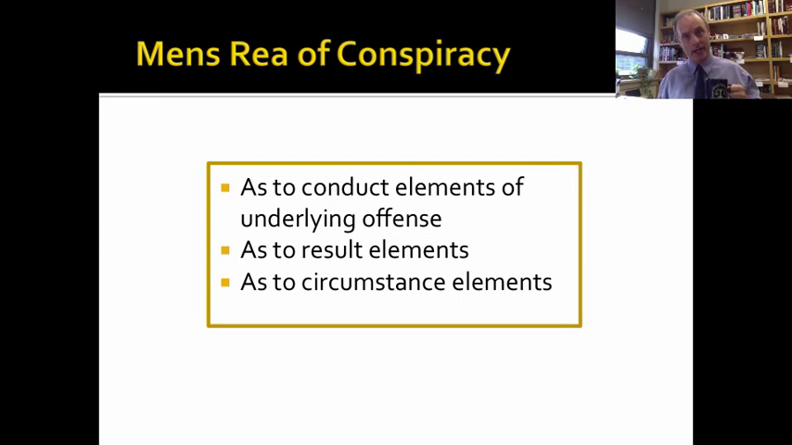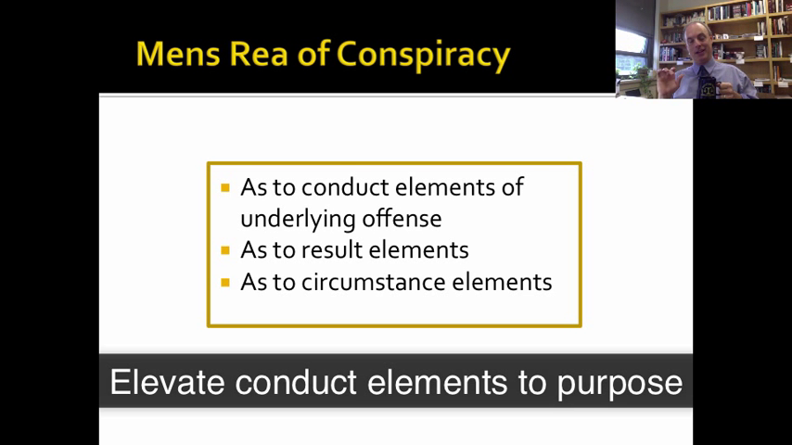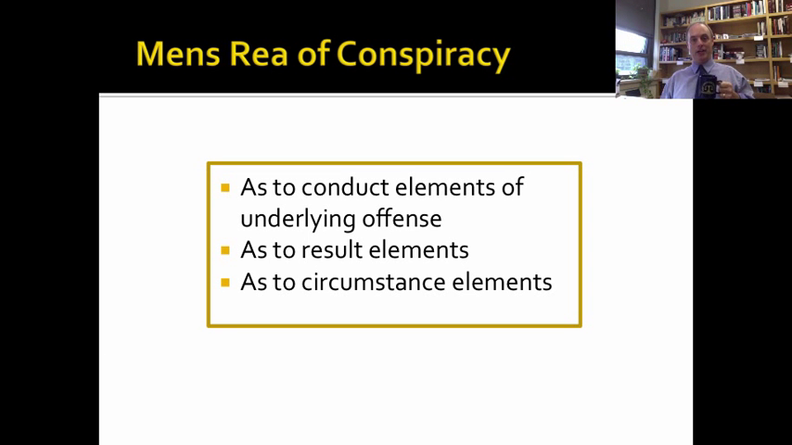Next, what are the culpability elements of conspiracy? The mens rea of conspiracy. It's complicated. We have different rules at common law and in modern codes, here embodied in the Model Penal Code, but let's step through them briefly. First of all, for conduct elements of the underlying completed crime, both the common law and the modern codes, including the Model Penal Code, elevate that underlying intent to purpose. You have to have the purpose to carry out the conduct that is embodied in the underlying offense.